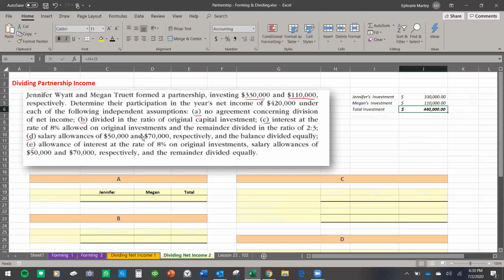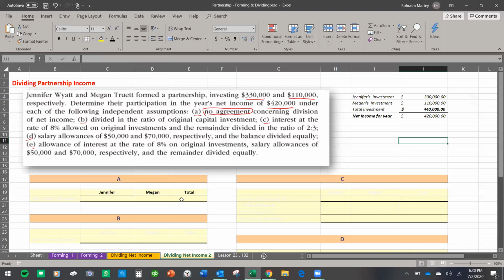Now what is the net income? That's very important, because that is what we are sharing. That's 420,000. So I have my 420,000 net income there. Now scenario A says no agreement concerning division of net income. If there is no agreement, then everyone should benefit equally. Whenever there is no agreement, it means the profit or loss will be shared equally among those two partners. So no one is going to get cheated.